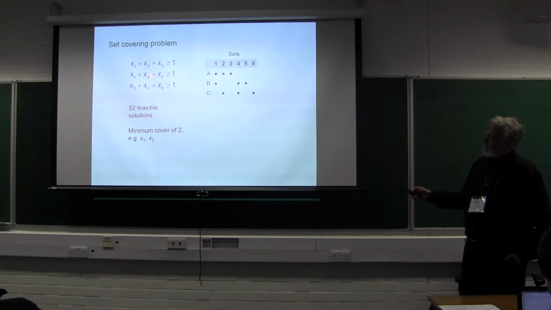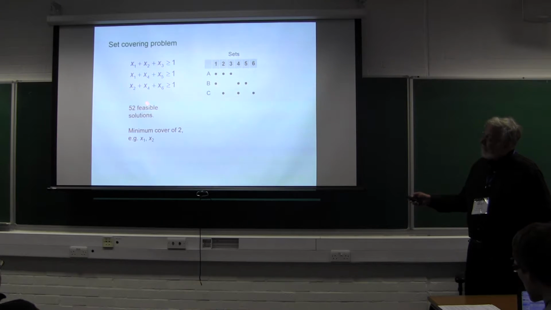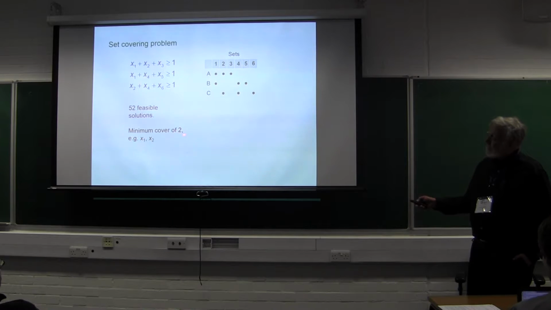This is a programming formulation of the problem, where X1 means that you include set 1 in the collection. There are 52 feasible solutions here, and it turns out the minimum cover has 2 sets. For example, the first 2 will cover A, B, and C.